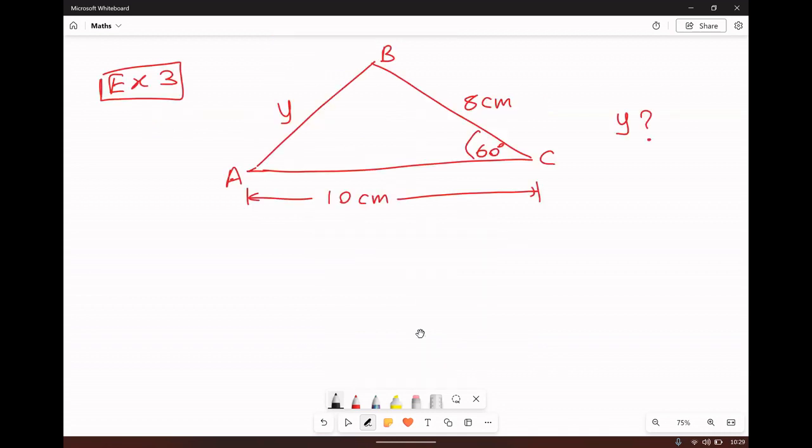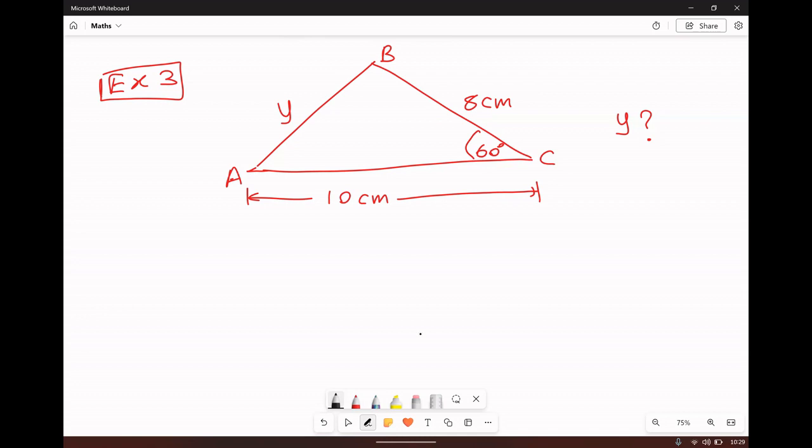Right, okay, so here we have another example. Here we have to determine the length y, which is the length of AB. We know the length of two sides and also one of the angles, which is the angle C. But as you can see, this is not a right angle triangle. We know that the Pythagoras theorem can be applied only to right angle triangles. So what can we do? We can create a right angle triangle.